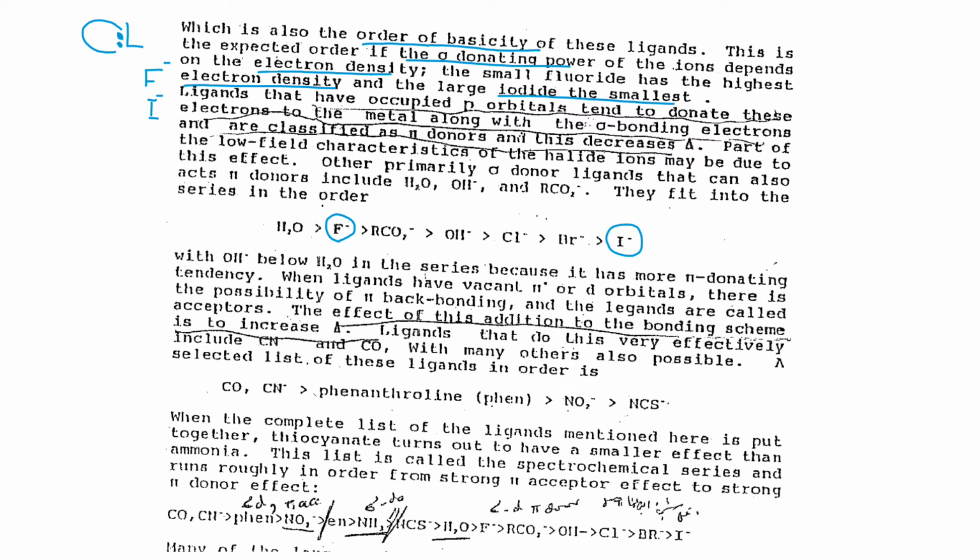The whole arrangement at the bottom of the slide: the sigma donor pi acceptor ligands are the strongest, CO and CN minus. We can add to them NO2 minus and phenanthroline. Then comes the sigma donor ligands, ammonia and ethylenediamine, NCS. Then the pi donor ligands, H2O, F minus, acetate, OH minus, Cl minus, and you arrange your complexes according to the absorbance of the complex in the UV visible.